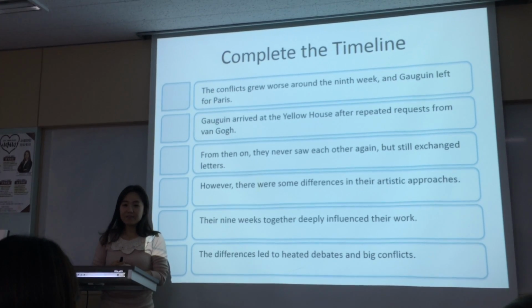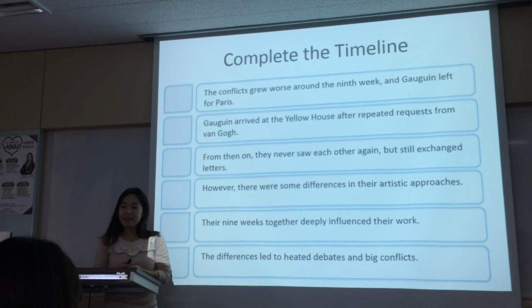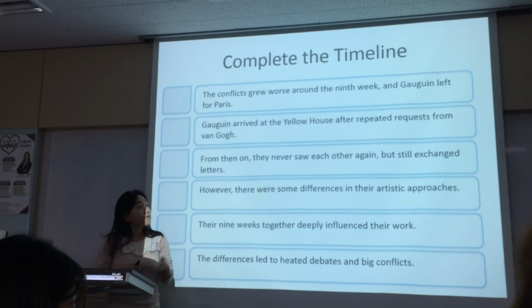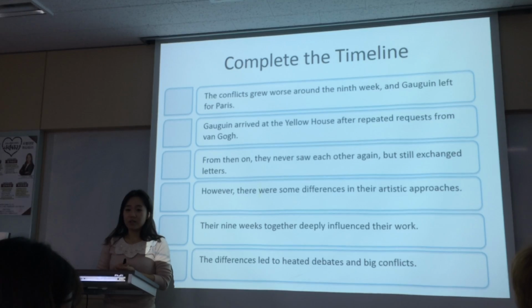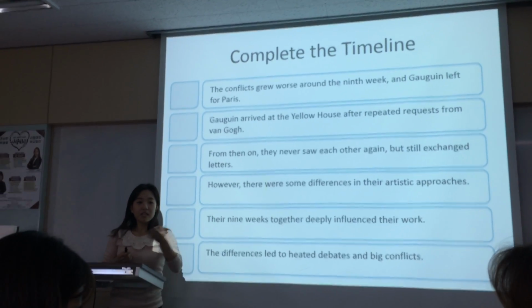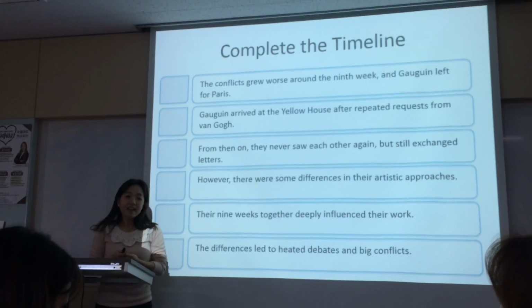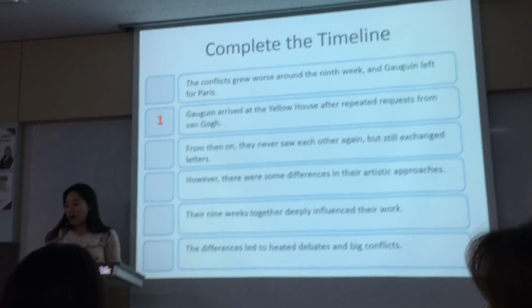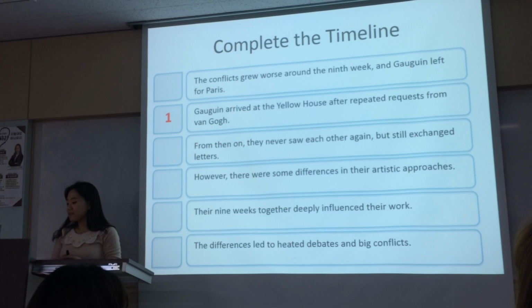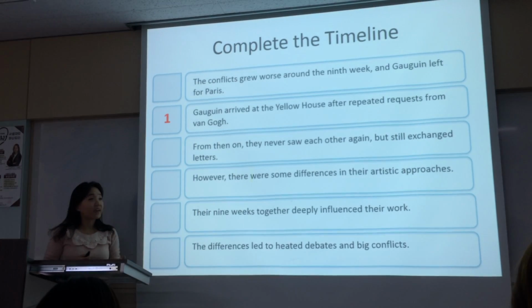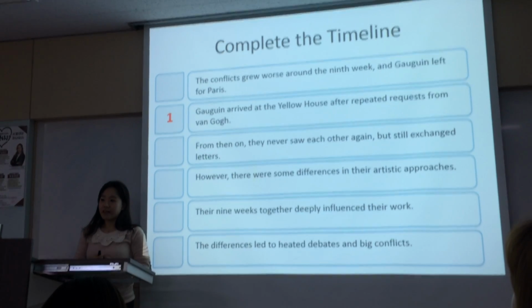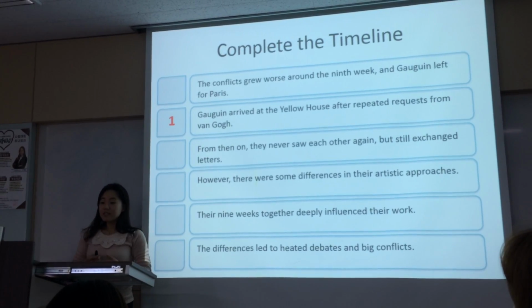30 seconds left. Time's up. So let's check the answer together. What event should come first? Shinji? Right. The first event is Gauguin arrived at the yellow house after repeated requests from Van Gogh. So after this event, what is the following event? Jisoo?